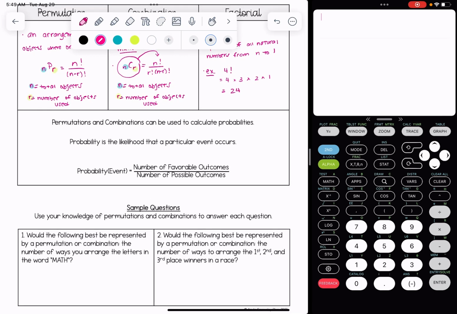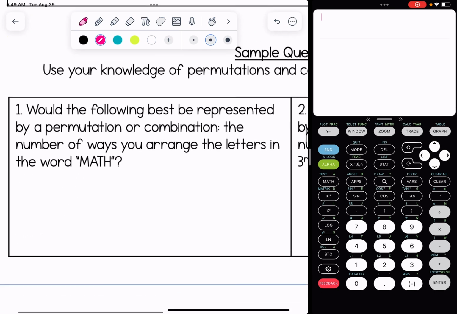All right, let's look at sample question 1. Would the following best be represented by a permutation or combination? The number of ways you arrange the letters in the word math. So think about arranging or rearranging these letters. Maybe you'll have ATHM, or you'll have AHTM, right? We can create different arrangements. But the important thing is that the order matters. It matters what order those letters are in. So this is a permutation.